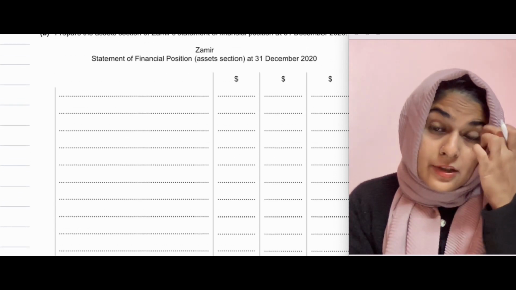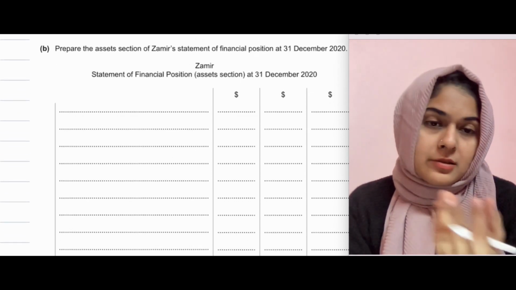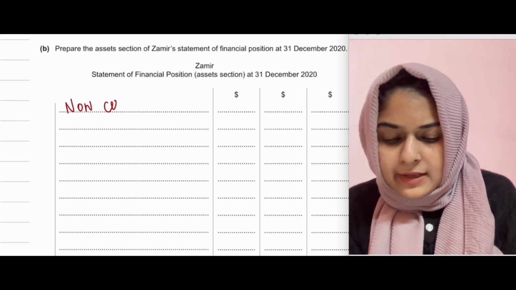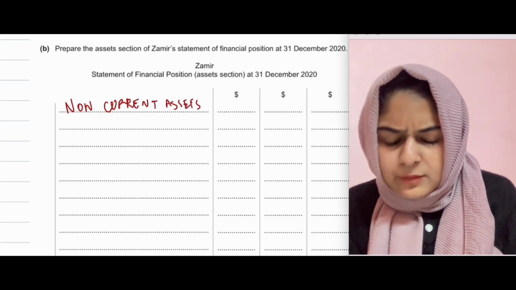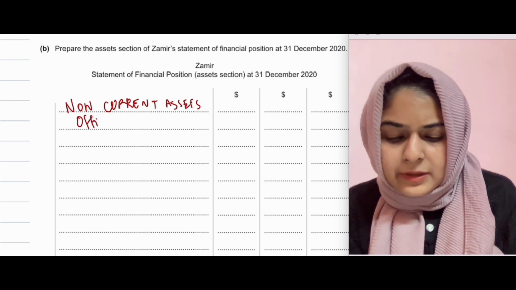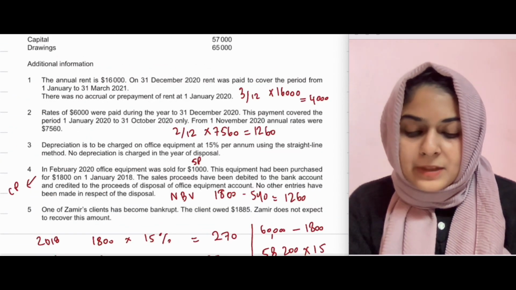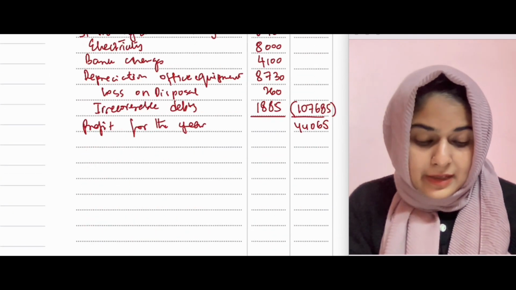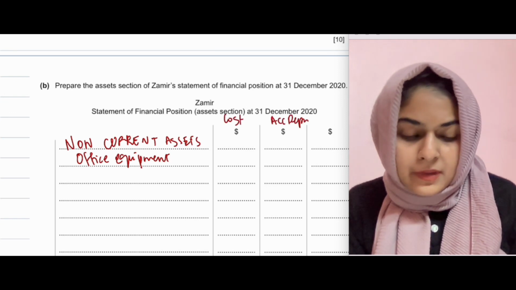In the next part, they're asking me to make the assets section of the statement of financial position. You guys know asset section has two major types. One is non-current assets and the other is current assets. तो हम यहाँ लिखेंगे non-current assets, and we have non-current assets, that is office equipment. And I told you guys already that हमारी जो ऑफिस इक्विपमेंट की कॉस्ट थी उसमें से हमें 1800 माइनस करना पड़ेगा because it's not part of our business any more. So when we have 3 columns, you just name it cost, accumulated depreciation and net book value.